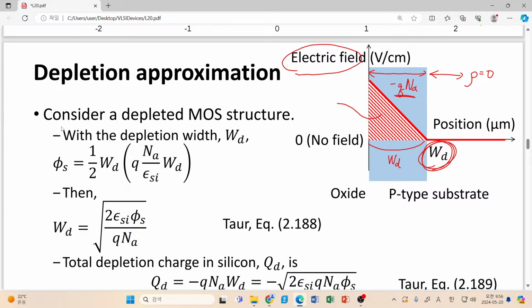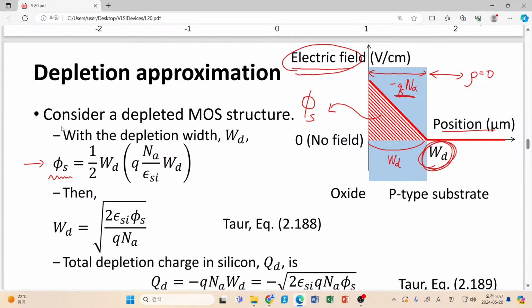The area of this triangle corresponds to the surface potential. Why? Because we define surface potential as the potential difference between the surface point and the deep substrate, and this area corresponds to the surface potential. So please have a look at this one. The area of the triangle corresponds to surface potential. Please note that this is electric field versus position, so by integrating once, we will get the potential difference.